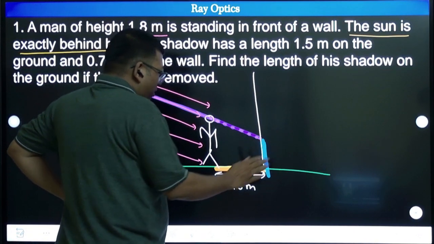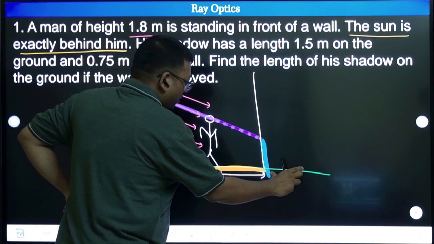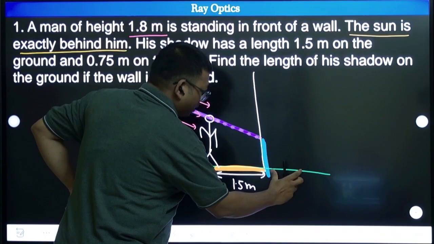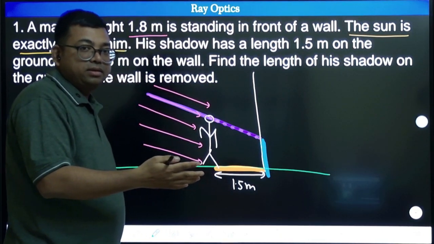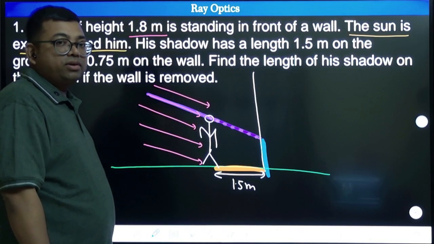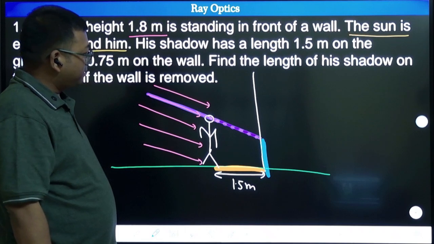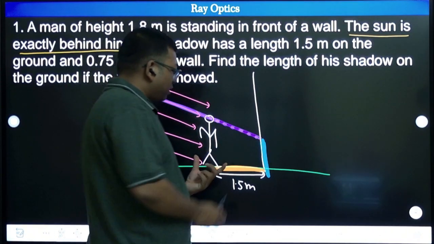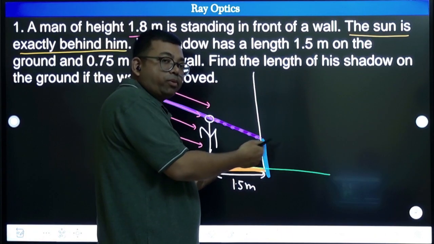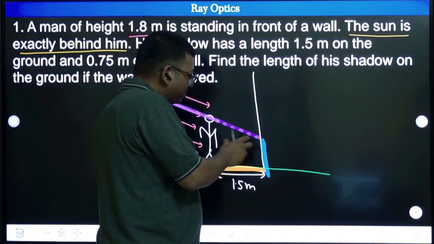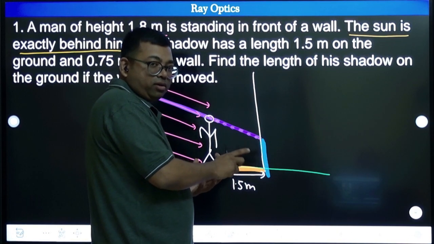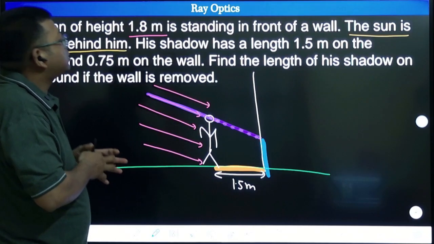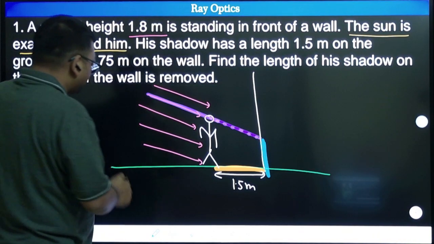Suppose you remove the wall. Maybe some length can also come here, because if you remove this wall, then some extra length will come here, correct? On the ground it will increase, right? Are you understanding this? If the wall is not there, the length of the shadow will be more. Because of the wall, some shadow is coming on the wall, which would otherwise come on the ground. I think this is the correct idea we should think about.